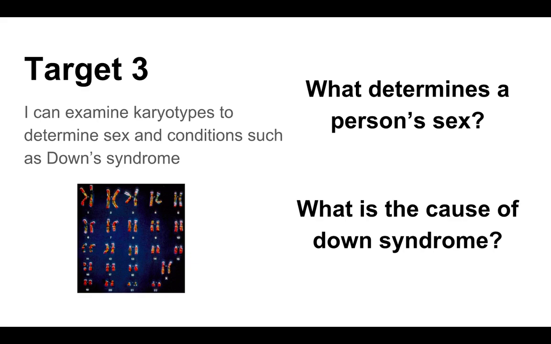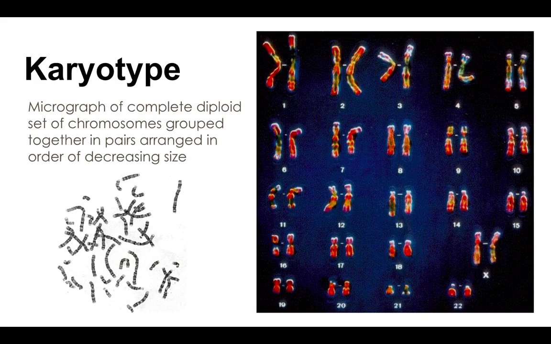So questions that this target helps explore are, what determines a person's sex, and what is the cause of Down syndrome? Alright, so first let's get down what a karyotype is. A karyotype is a micrograph of a complete diploid set of chromosomes grouped together in pairs arranged in order of decreasing size. So what does that mean?